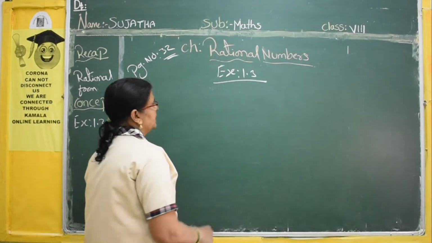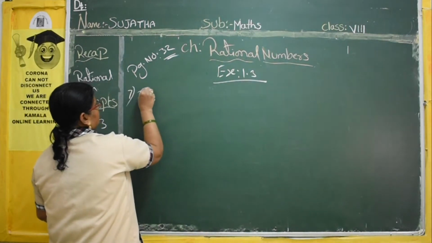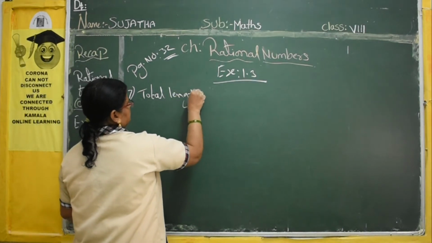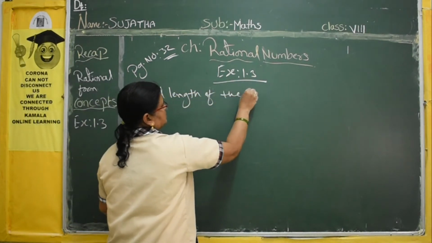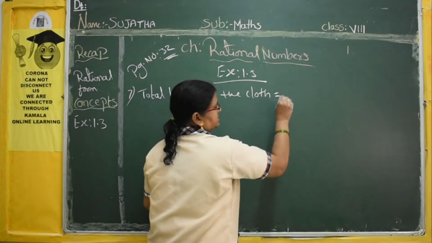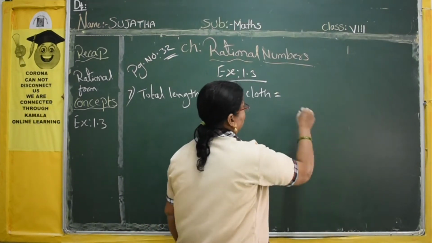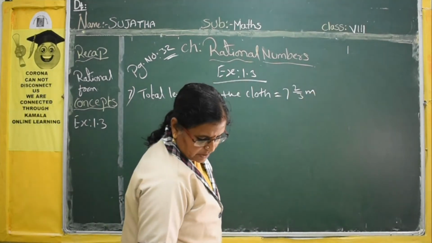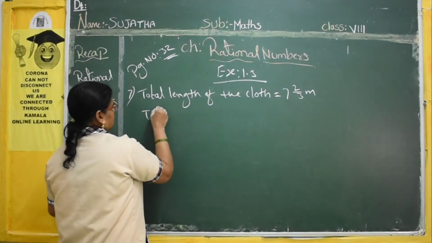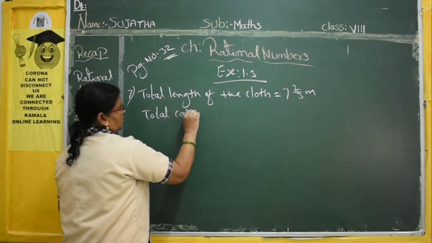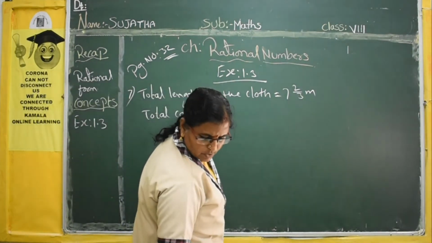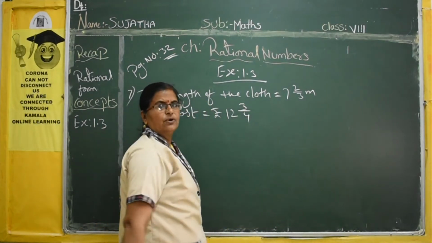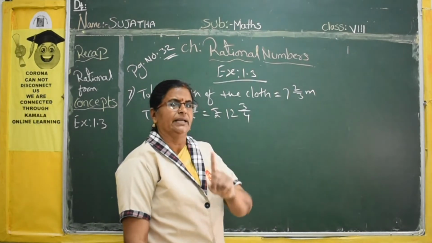So what is the total length of the cloth given? 7 2 by 3 meters. Then the total cost is equal to rupees 12 3 by 4. Rupees 12 3 by 4. Then we have to find the cost of 1 meter.